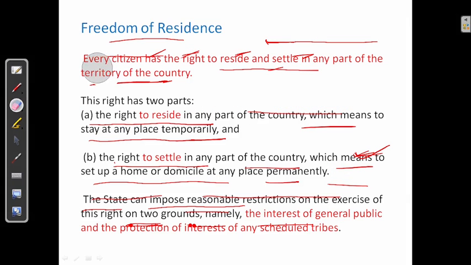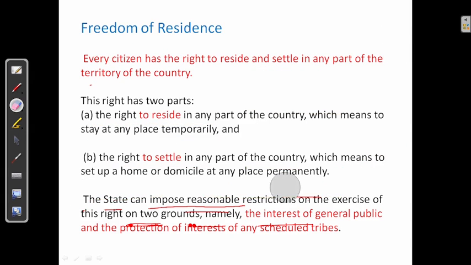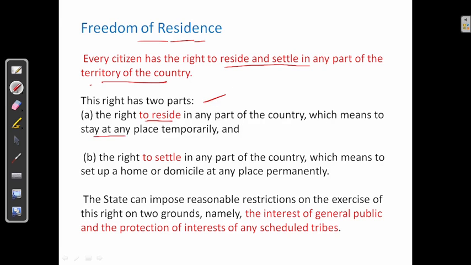Next, freedom of residence. Every citizen has a right to reside and settle in any part of the territory of India. This right has two parts: the right to reside in any part of a country, which means to stay at any place temporarily, and the right to settle in any part of a country, which means to set up a home or domicile at any place permanently. To reside means to stay temporarily, to settle means to stay permanently.